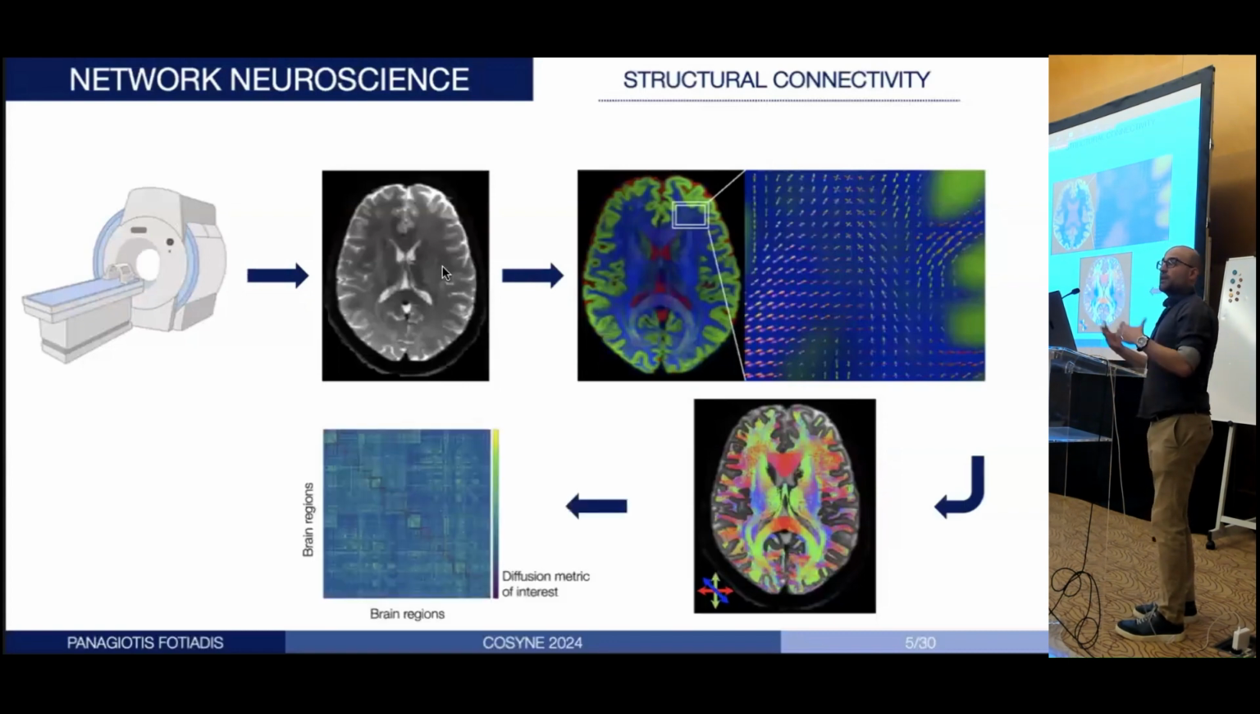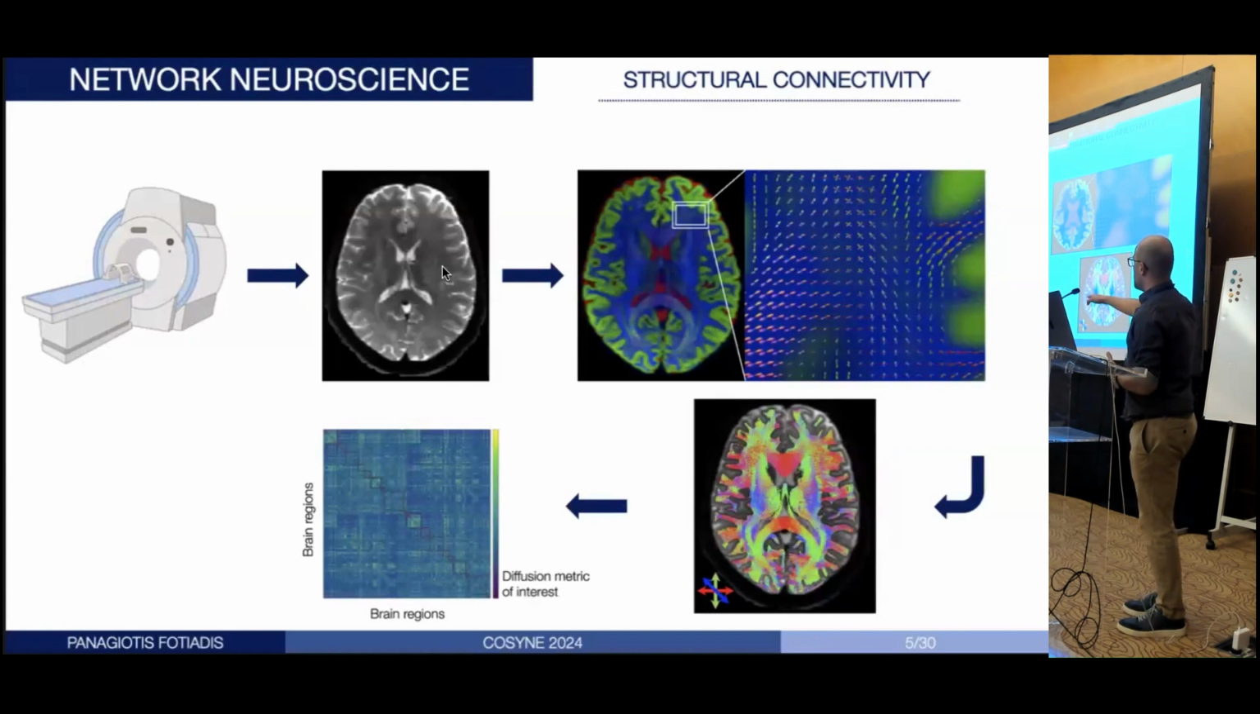And after we have three-dimensionally reconstructed those white matter tracts along which water diffuses, we can then define the structural connectivity matrix where every row and every column, once again, represents our brain regions, and each entry on that matrix represents how strongly anatomically connected those two brain regions are, as defined from the reconstructed white matter tracts.